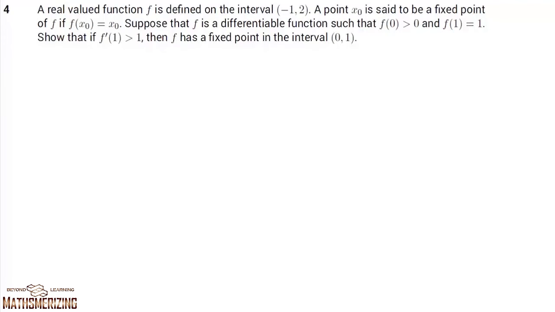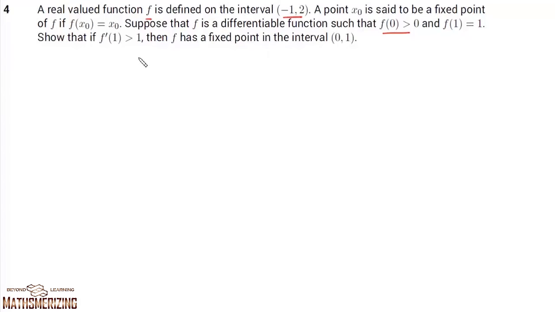Now the next question is, a real valued function f is defined on the interval -1 to 2. A point x0 is said to be a fixed point if f x0 equals x0. Now suppose that f is a differentiable function such that f0 is greater than 0 and f1 is equal to 1. Show that if f dash 1 is greater than 1, then f has a fixed point in the interval 0 to 1.